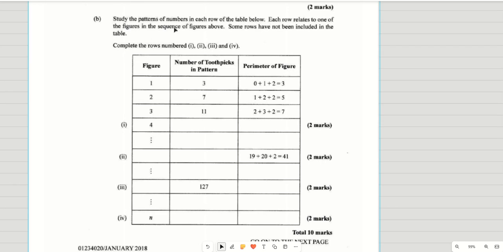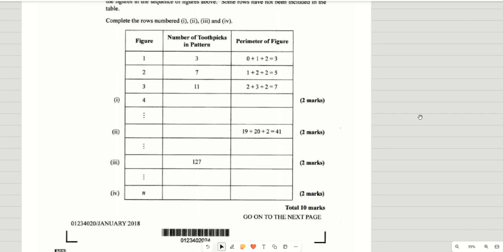Part B: study the pattern of numbers in each row of the tables below. Each row relates to one of the figures in the sequence of figures above. Some rows have not been included in the table. Complete the rows numbered 1, 2, 3, and 4. They told you the figure, and they want the number of toothpicks in the pattern, the parameter.